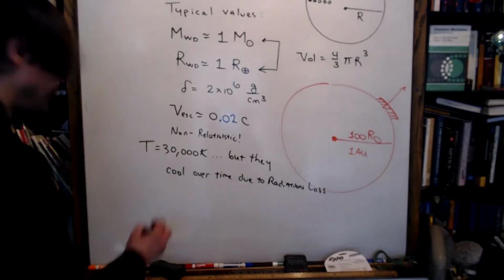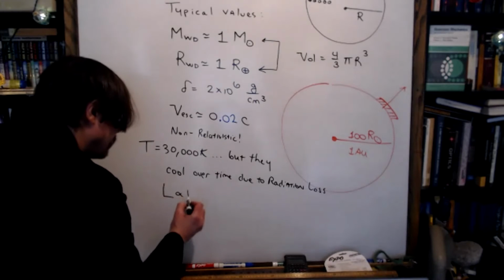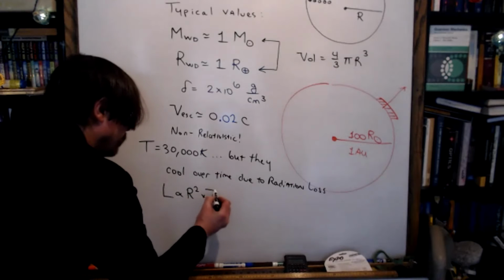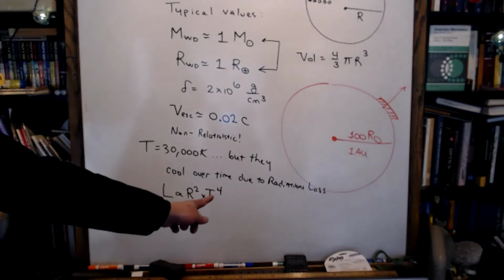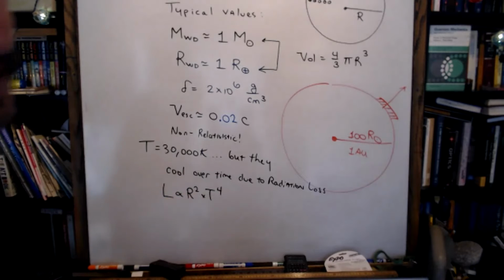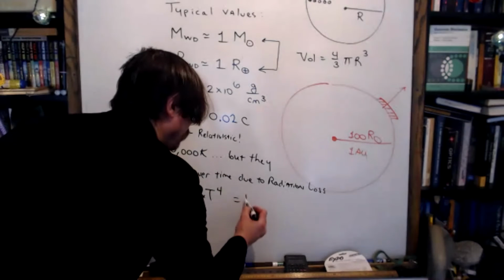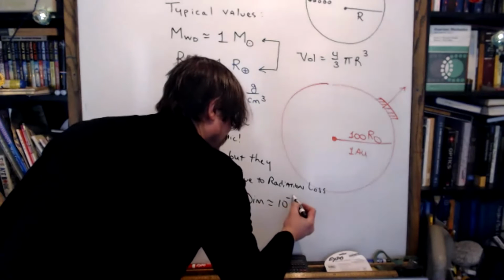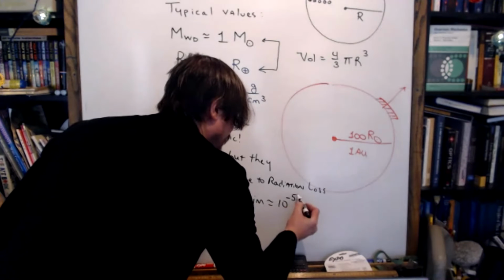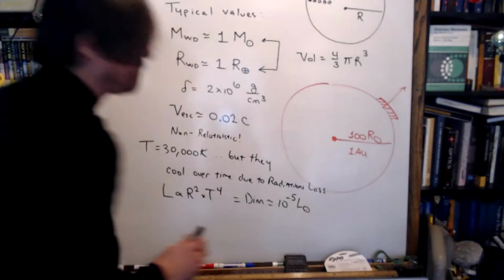Why? The Stefan-Boltzmann law tells us that the luminosity goes as r squared T to the fourth. Sure, they might be hot, but their radii are so tiny that they end up being quite dim. Typical values being 10 to the minus 4 or 10 to the minus 5 solar luminosities.